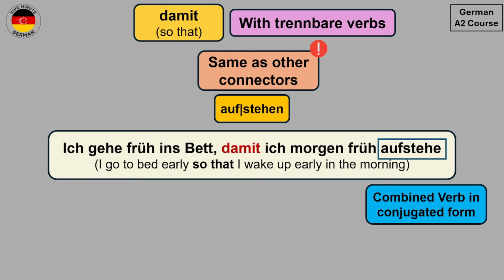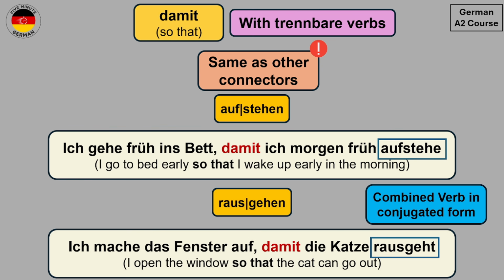Let's take another example, this time with the verb rausgehen, which means to go out. So I have the sentence: Ich mache das Fenster auf, damit die Katze rausgeht. I open the window so that the cat can go out. Again, you see that the conjugated trennbare verb goes to the last position in combined form.